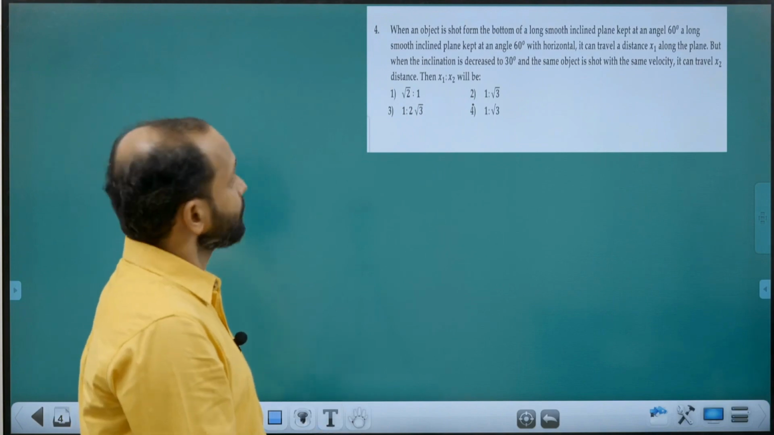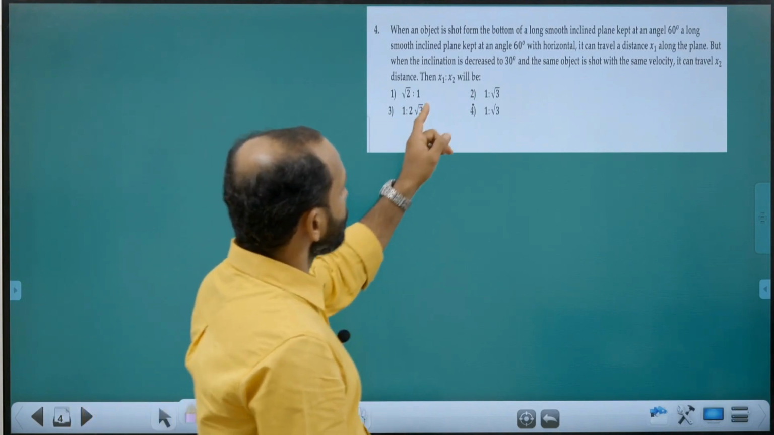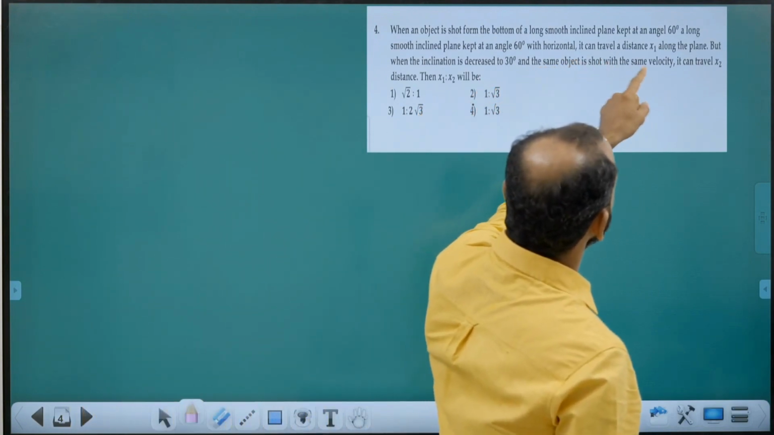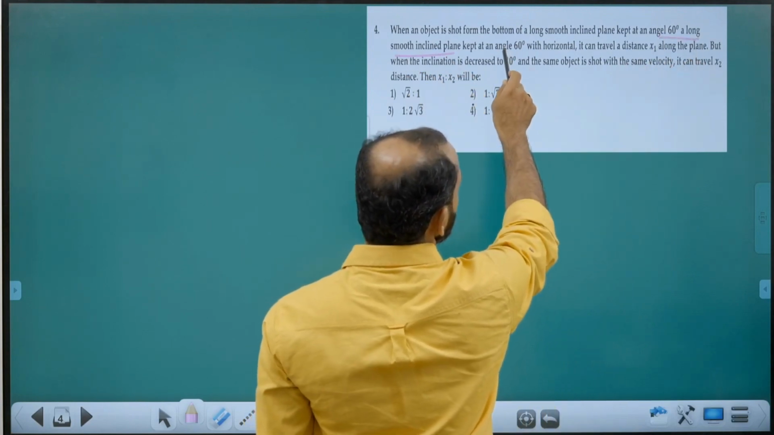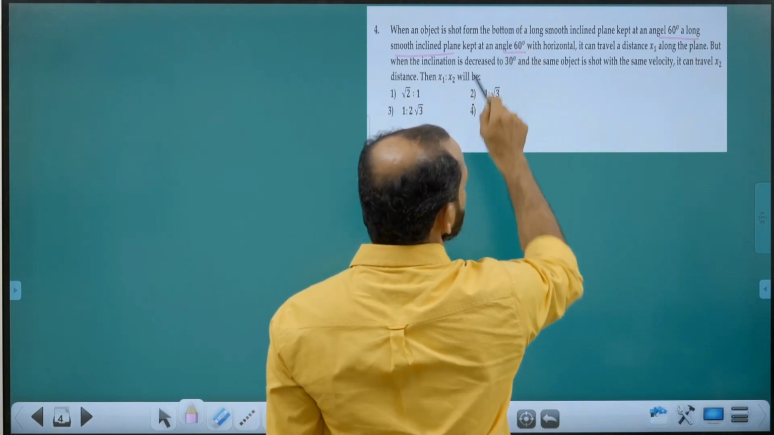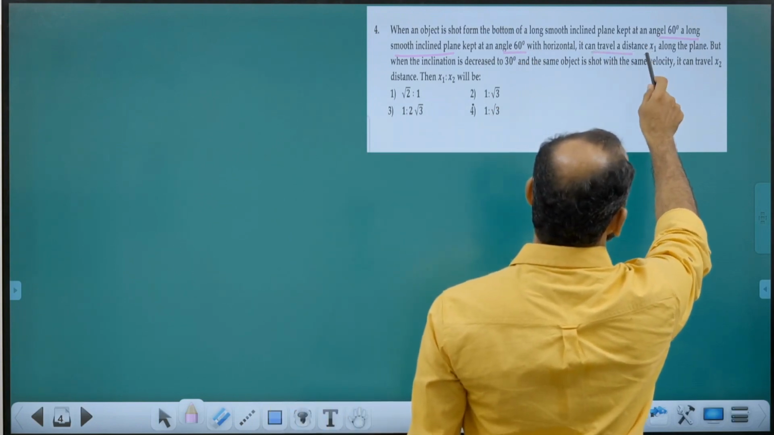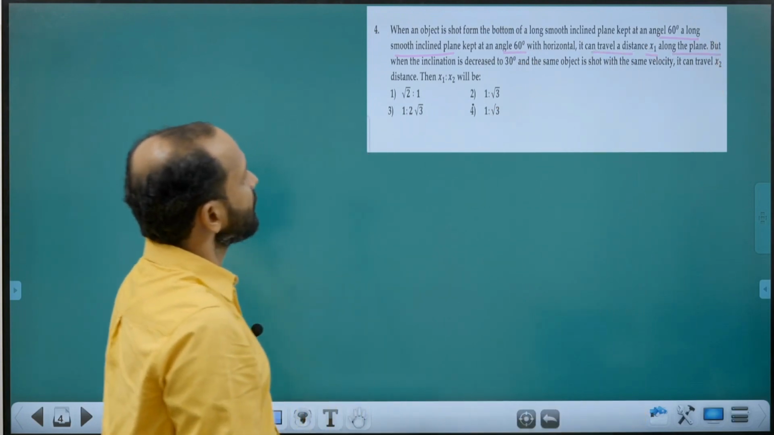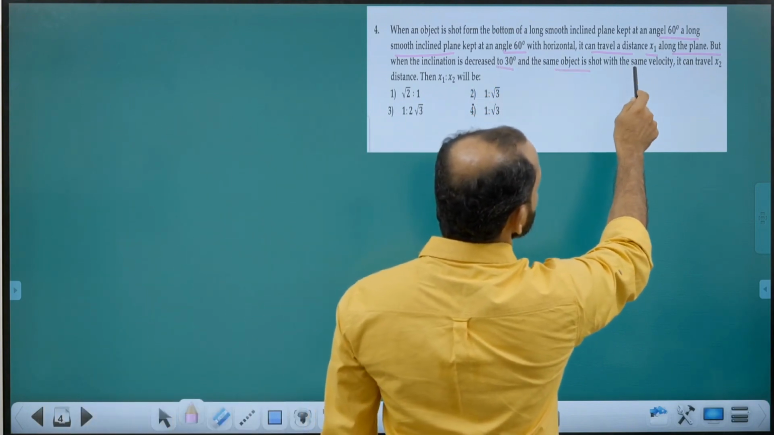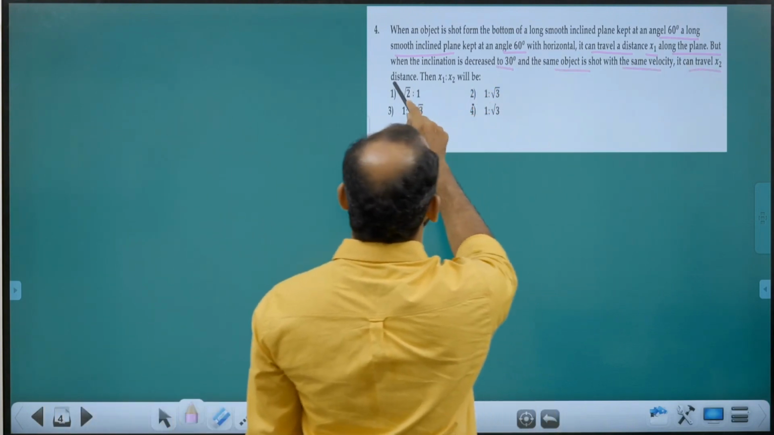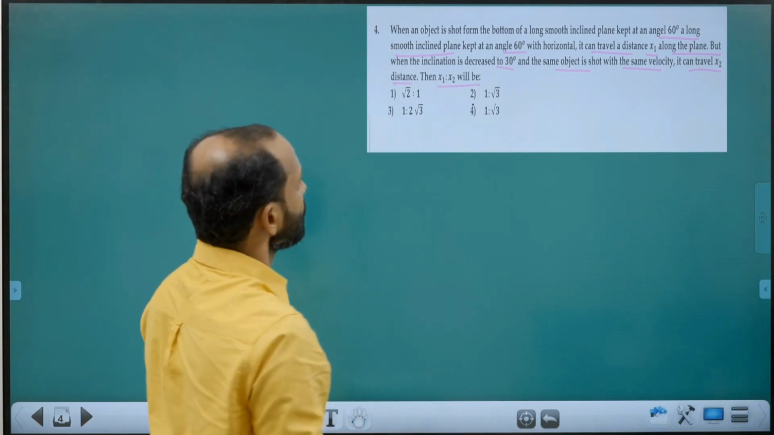Question number 4. When an object is shot from the bottom of a long smooth inclined plane at an angle 60 degree along the smooth inclined plane, that's repeated. Okay, no problem. It can travel distance x1 along the plane. But when the inclination is decreased to 30 degree, the same object is shot with the same velocity, it can travel x2 distance. Then x1 by x2 is?